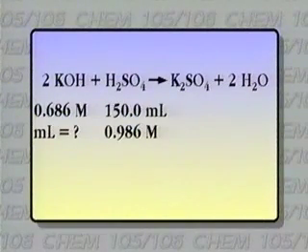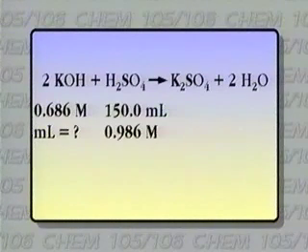This time, we have a known amount of sulfuric acid, 150 milliliters. We have a known concentration of sulfuric acid. We know what concentration of base we're going to use. What we're wondering this time is how many milliliters, what volume of potassium hydroxide would I need to add to neutralize the sulfuric acid that I have in that other sample. My known is this, my unknown is this.